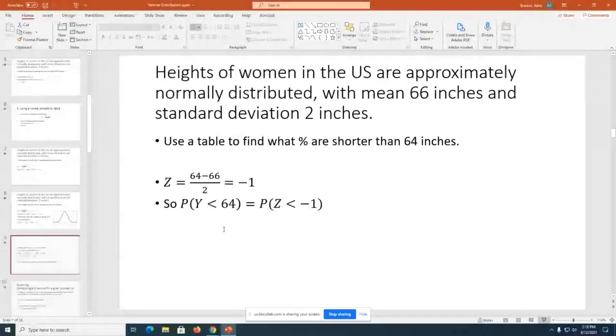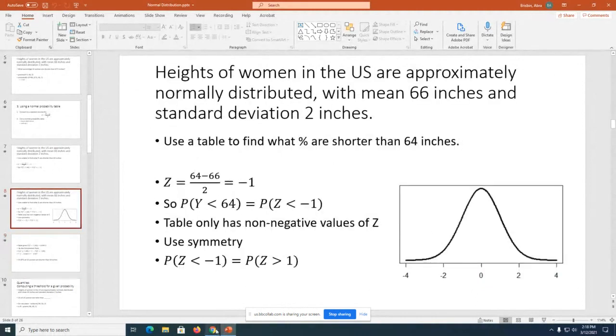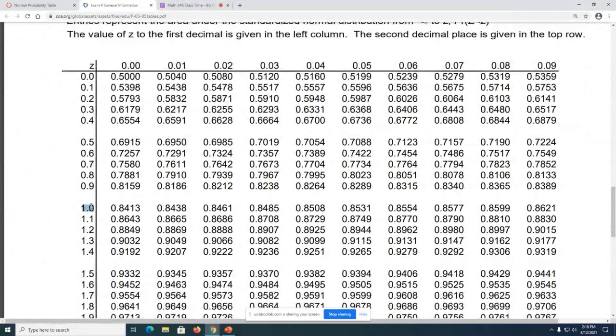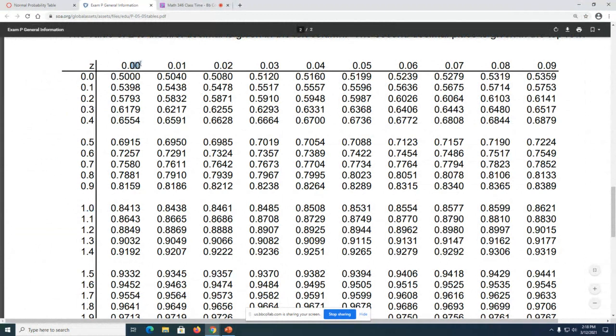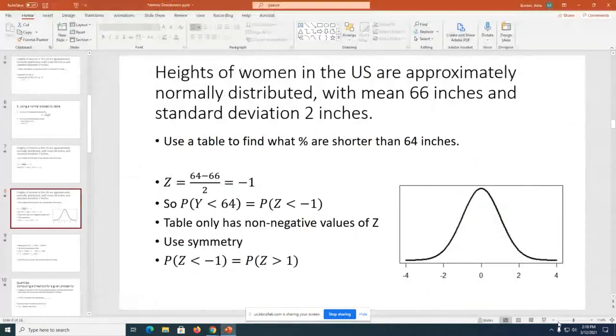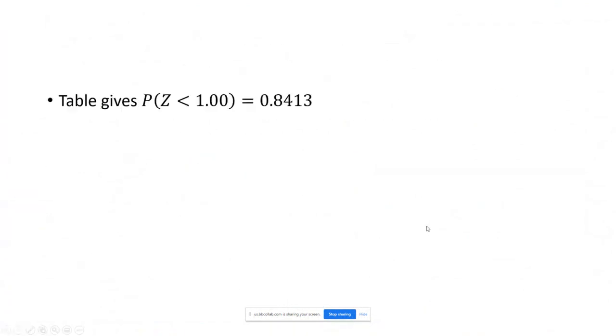So let's look at the table. We're looking for 1.0 on the table, so that's this row here. And then we want the second place after the decimal to be also 0. So 1.00 gives us a probability of 0.8413. So 0.8413 is the probability that z is less than +1.